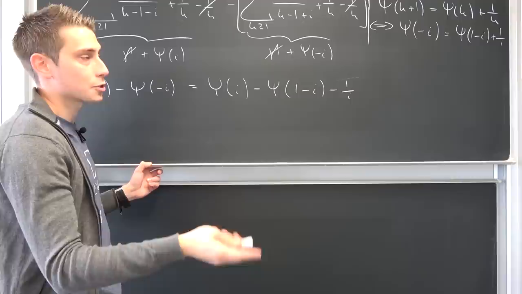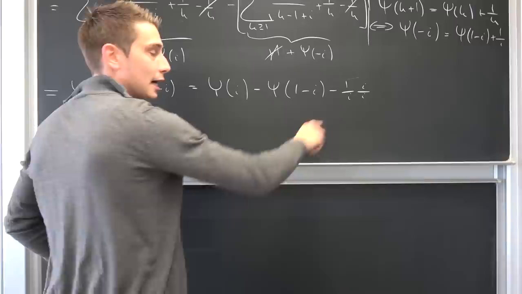Just some simplification right here. If we have 1 over i, we can expand this by i over i. i and i multiplied together becomes negative 1 by definition. So we are simply going to end up with positive i.